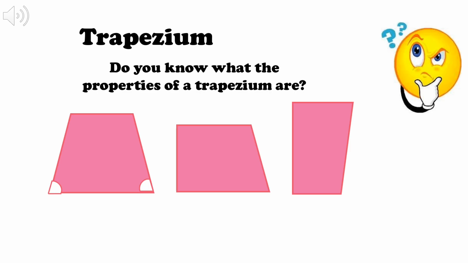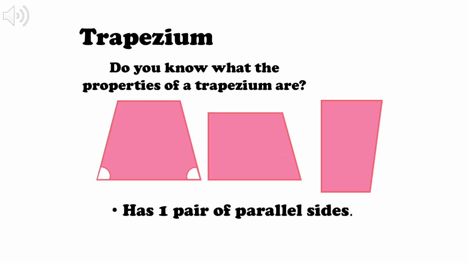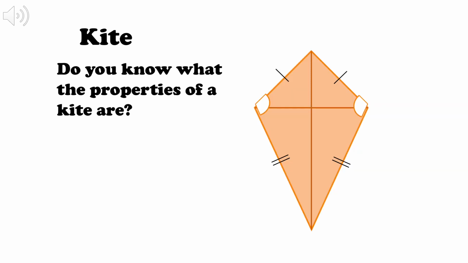Brilliant, well done. Now we've got the trapezium. Do you know what the properties of a trapezium are? Pause the video for a minute and the answers will come up. Great, well done. So the trapezium has 1 pair of parallel sides. Okay, this will be a shape that's familiar to many of you, I'm sure. Okay, it's a kite. Do you know what the properties of a kite are?